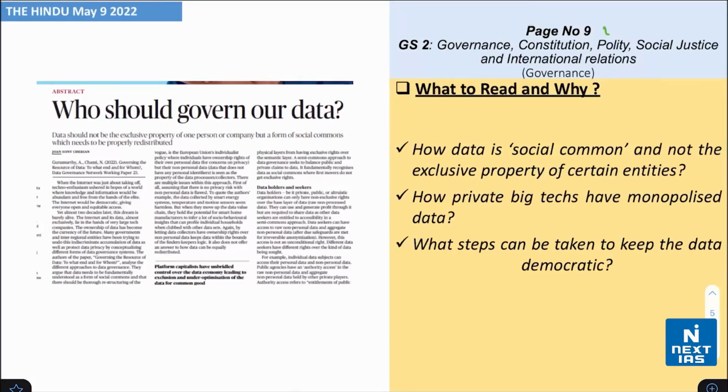Next, take a look at page number 9 from the topic of governance. The headline says who should govern our data. Understand how data is a social common and not the exclusive property of certain entities. Understand how private big techs have monopolized the data. Also, what steps can be taken to keep the data democratic.